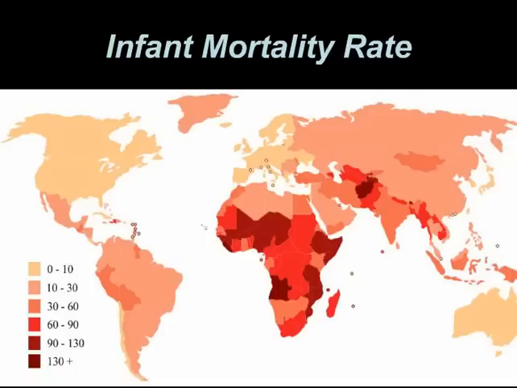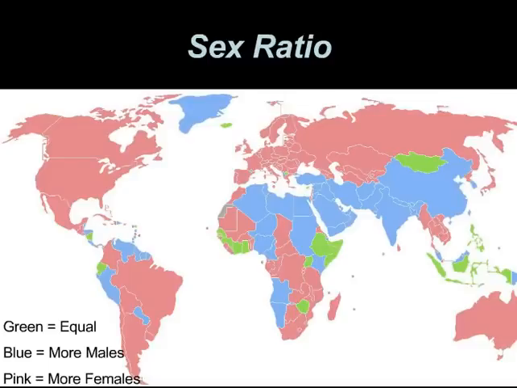And then now globally, the infant mortality rate map, and once again, very similar patterns. And then finally, the sex ratio map. Very interesting map here. So places that are green are where you have an equal proportion of males and females. Places that are blue are places in which there are more males than females. And places that are pink are places where there are more females than males.